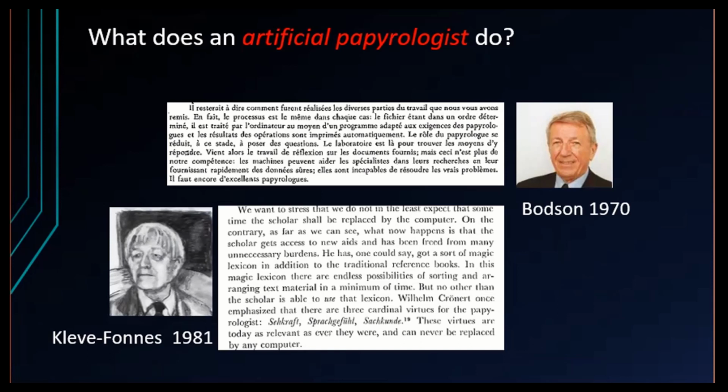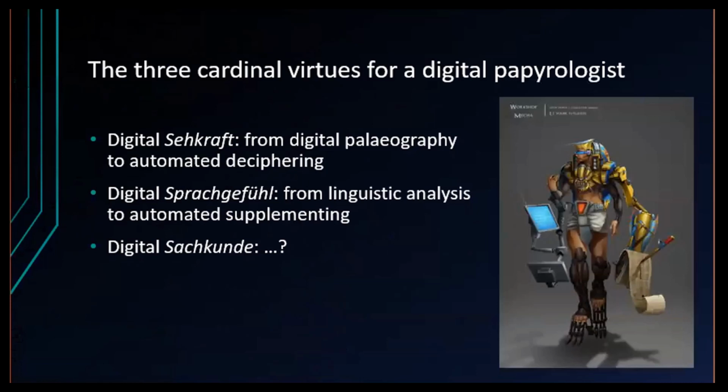Artificial intelligence has knocked on the doors of digital papyrology. And I would like to retain Kröner's triad of Sehkraft, Sprachgefühl, and Sachkunde, recalling the mention of the areas of visual perception, speech recognition, and decision-making in the definition of AI quoted earlier, in order to survey what this means for papyrology now.